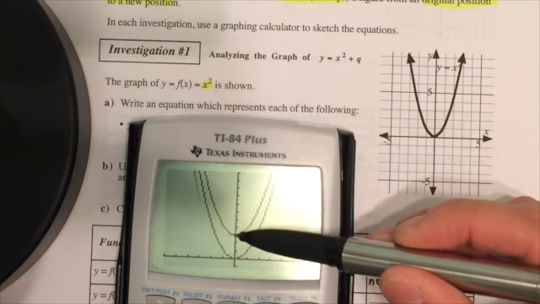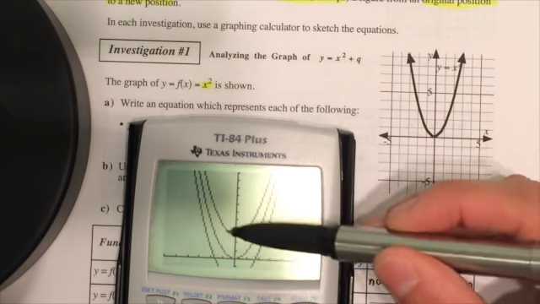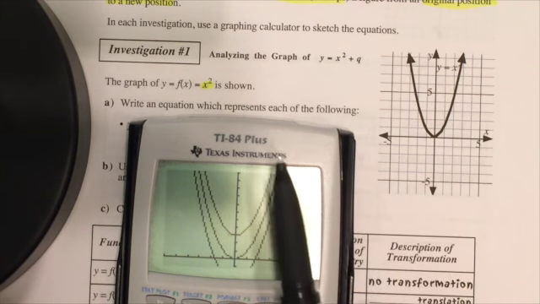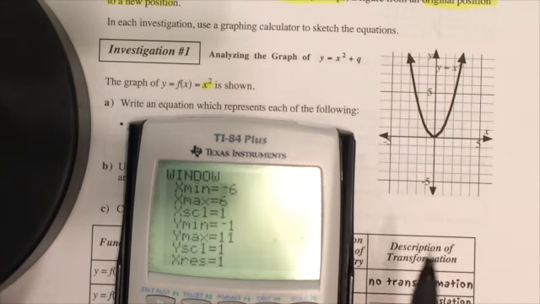So I have one opening up at x squared, but it's moved up 3. And this other one, if I zoom out or change my window settings to include that minimum point, I'm going to have a y minimum now. I think I'm going to say -6.